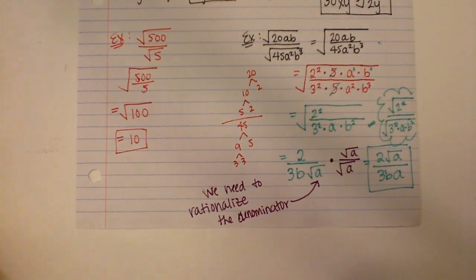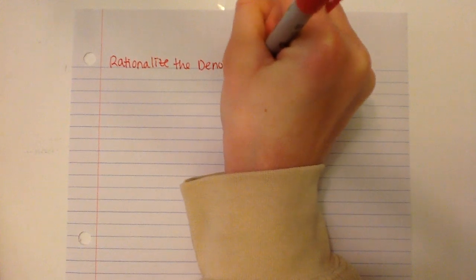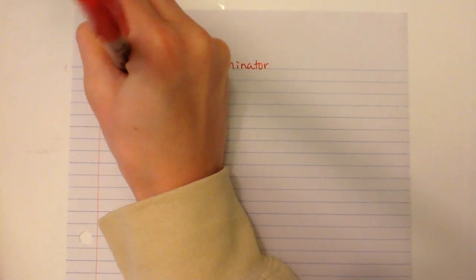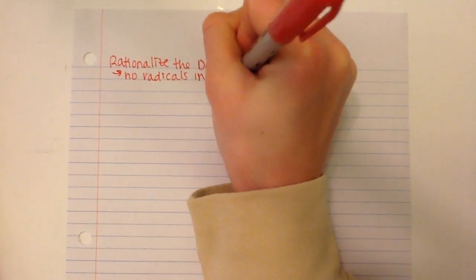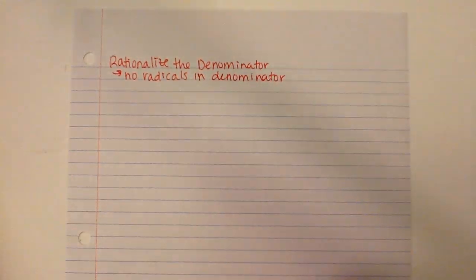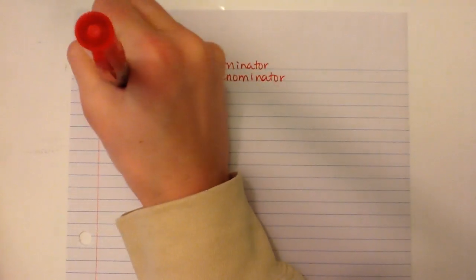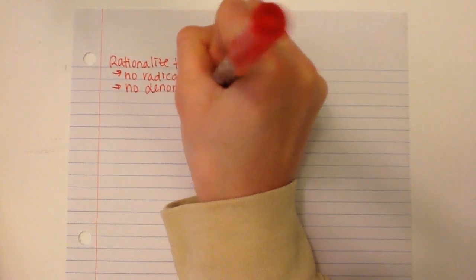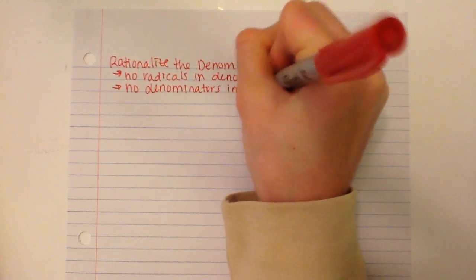So on the next page, let's talk about rationalizing the denominator. So rationalize the denominator. We want no radicals in the denominator, like in our last example. And we want no denominators in the radicals.